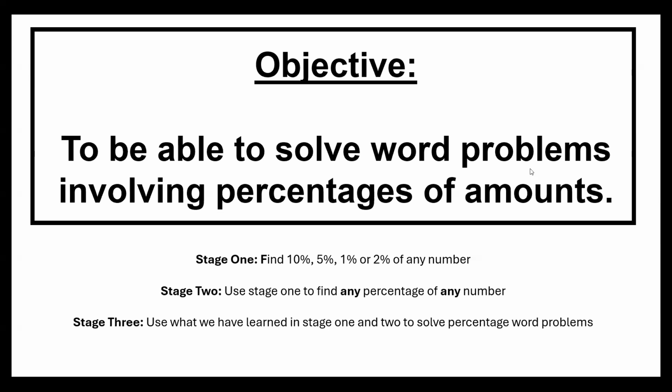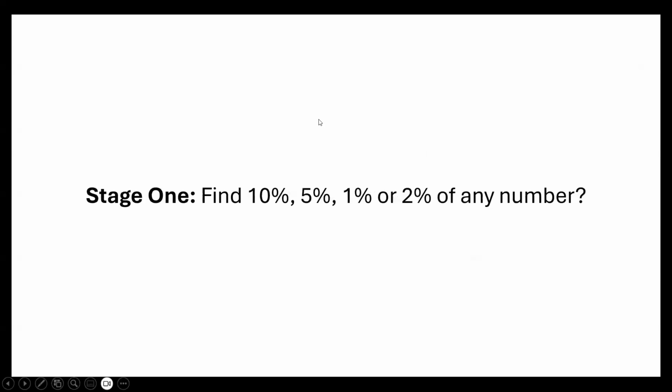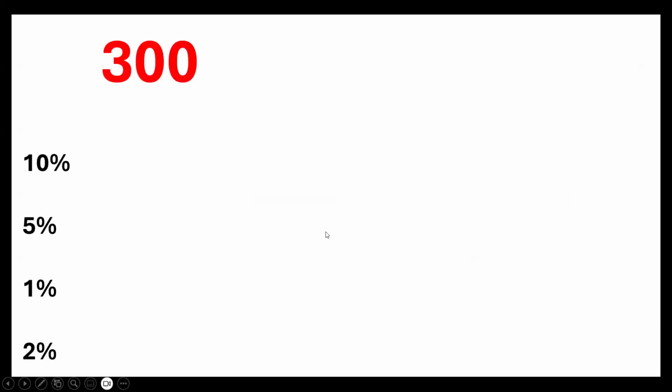Okay, right, so let's start off by finding 10%, 5%, 1%, and 2% of any number. Right, so we've got a number on the screen. You can see it. It's 300. And all we're going to do is talk about how we would be able to find 10%, 5%, 1%, and 2% of that number quite quickly. And the reason this is very useful is because once we've found 10%, 5%, 1%, and 2%, we can then go and find any percentage of that number, right?